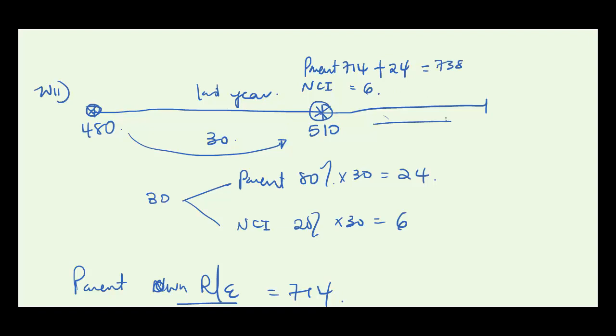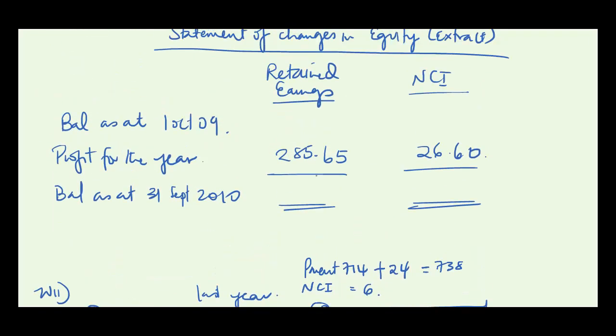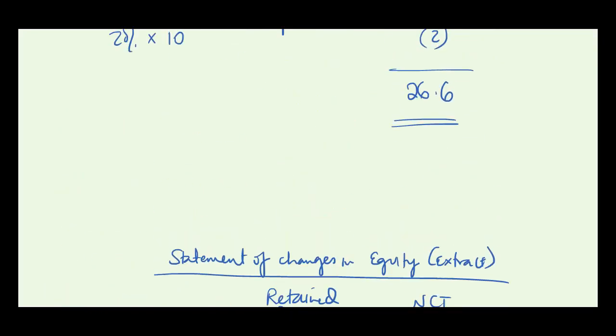Before now, we add the current year's profits, isn't it? So 738, NCI for last year is 6. So just add them up. And that is all that we are expected to have in this question.